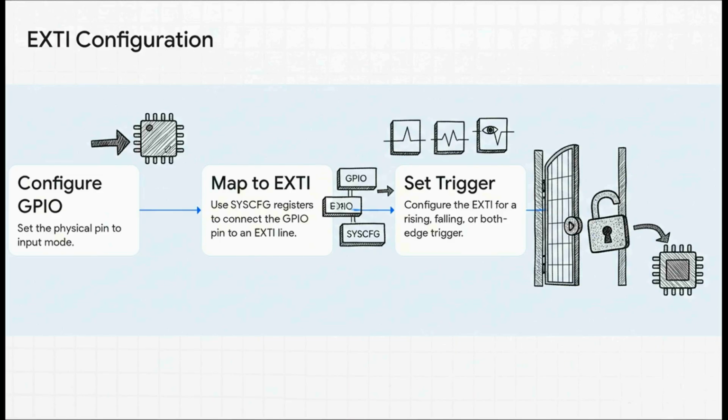Third, you tell the EXTI what to watch for. Is it a rising edge, a falling edge, both? And finally, you have to unmask the line in the EXTI's interrupt mask register. You can think of this like opening a gate. If you don't unmask it, the signal is just going to hit a wall. Trust me, forgetting that last step is a classic rookie mistake.